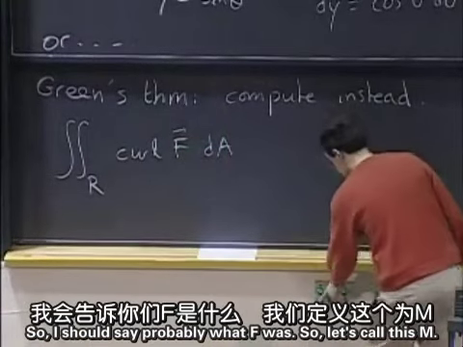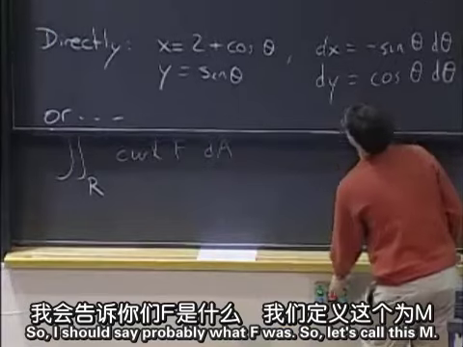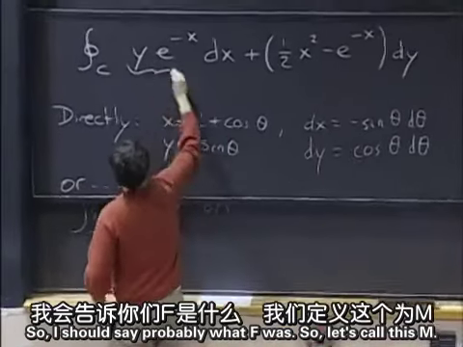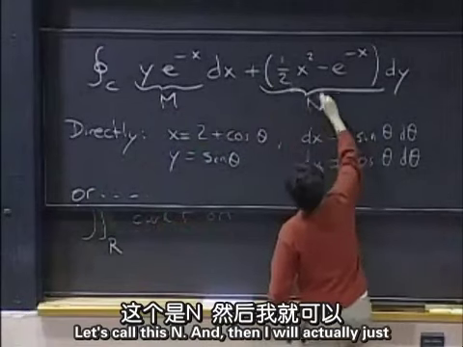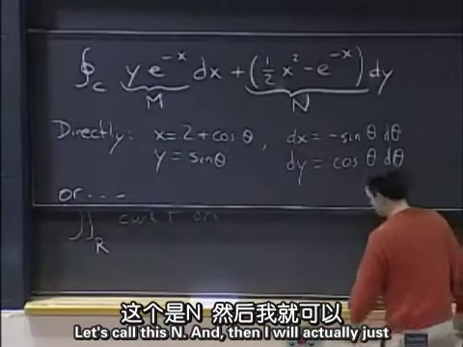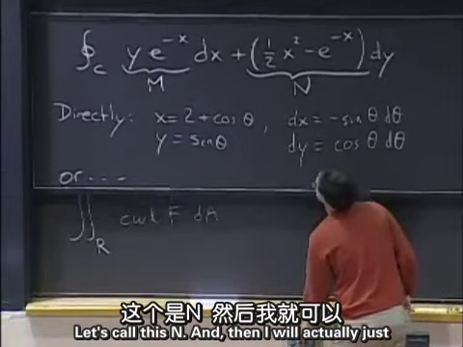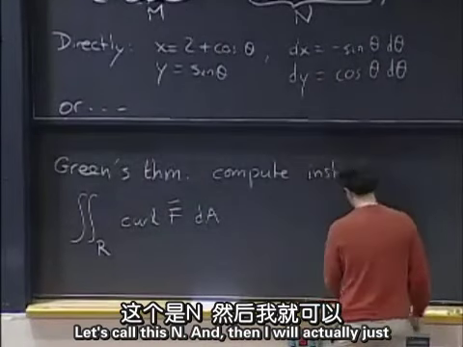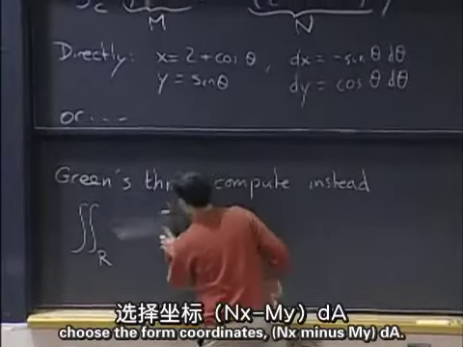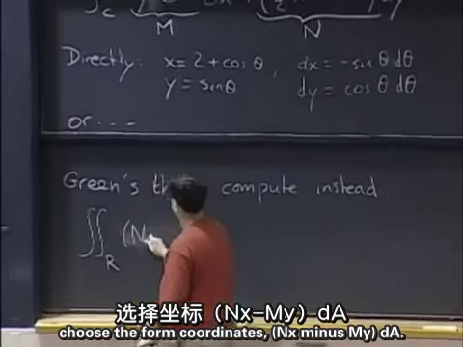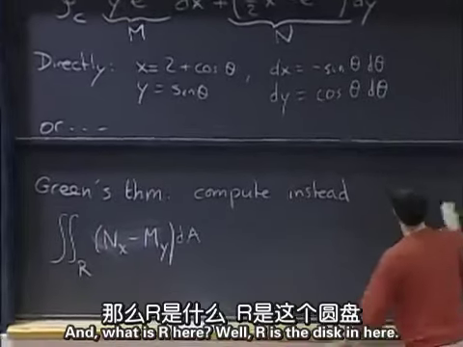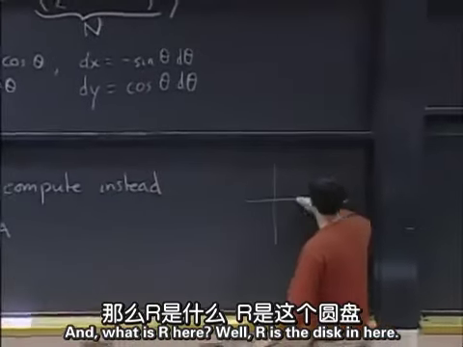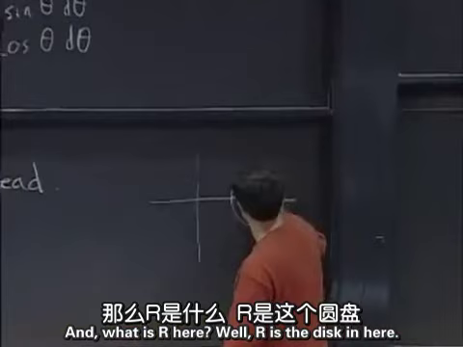So I should say probably what f was. So let's call this m, let's call this n, and then I will actually just use the form in coordinates, n_x minus m_y dA. And what is R here? Well, R is the disk in here.